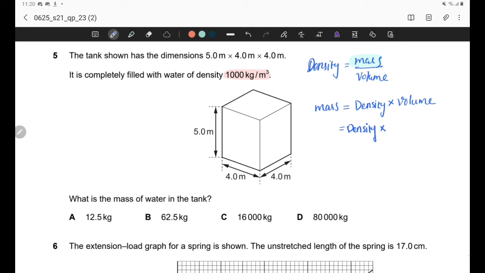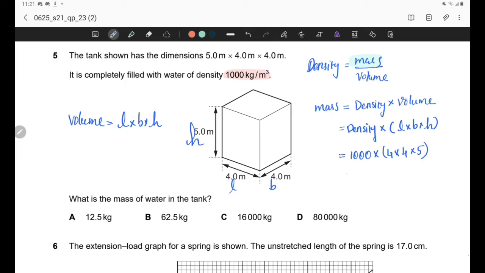But instead of volume, we are provided with the length, breadth and height of this cuboid. If you know the length, breadth and height, the volume can be calculated using the equation volume equals LBH, length times breadth times height. So here instead of volume, you can write the product of length times breadth times height. We are provided with all the values, so we can substitute. Initially density, that is 1000, times length 4, times breadth again 4, and height 5.